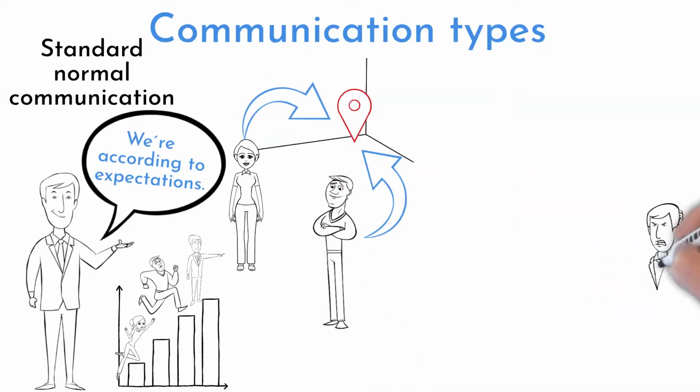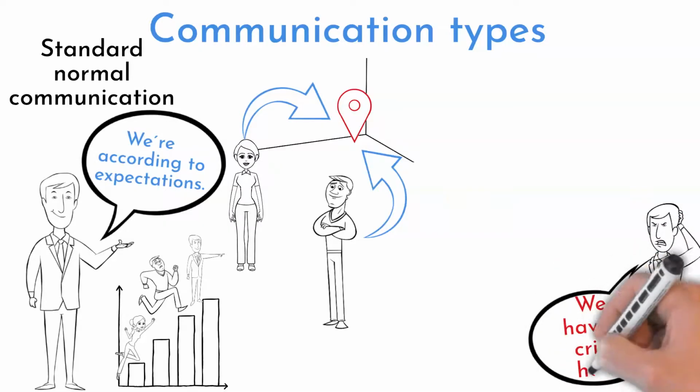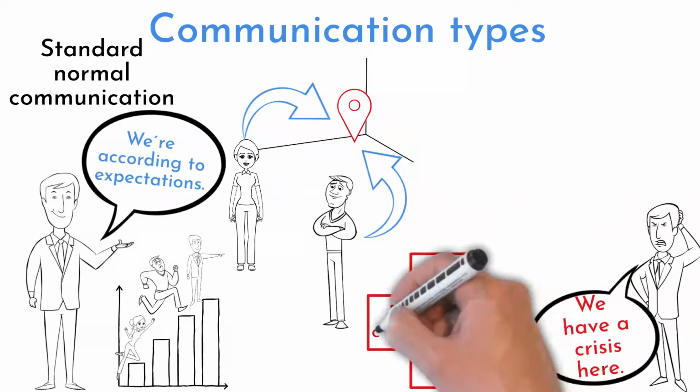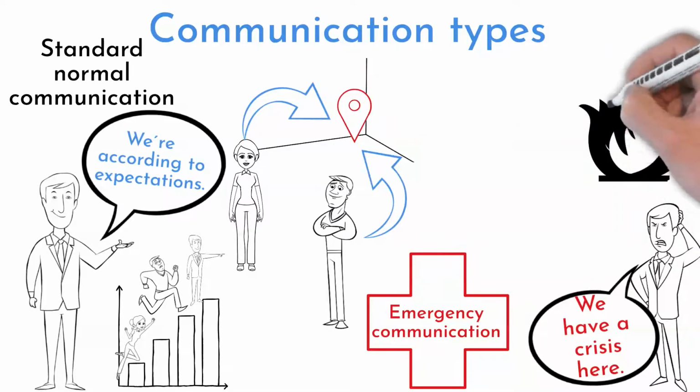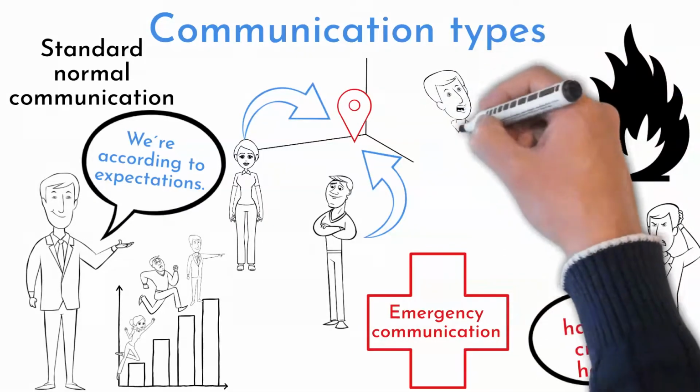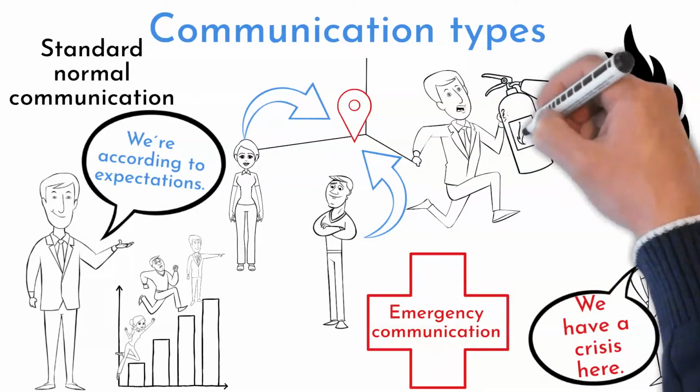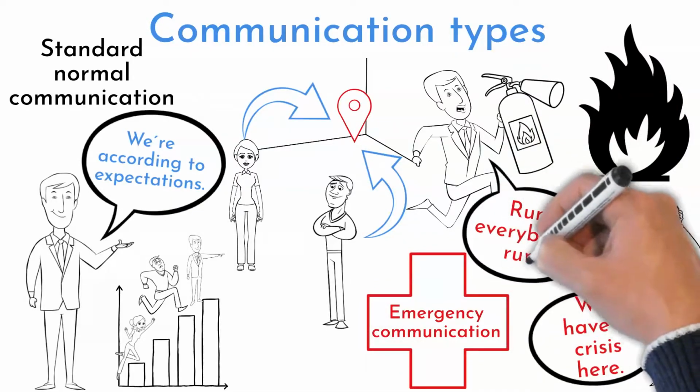Second is crisis communication. It is directive. There is one person giving orders to the rest. It is used in case of emergency. You would not start explaining in case of fire that it is very important to leave the house. You would just yell orders, right?